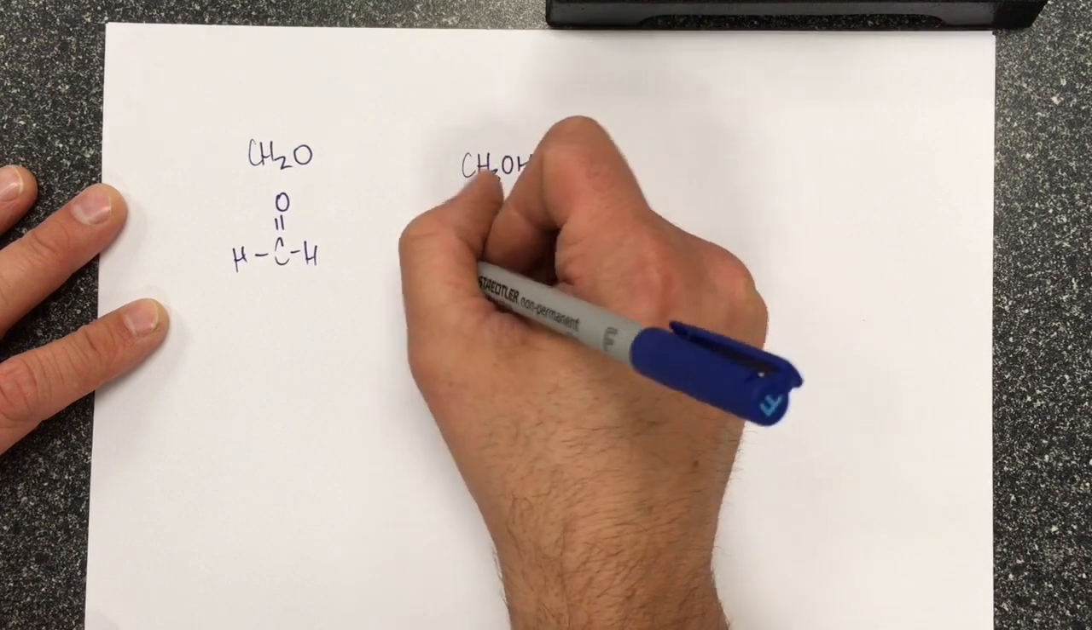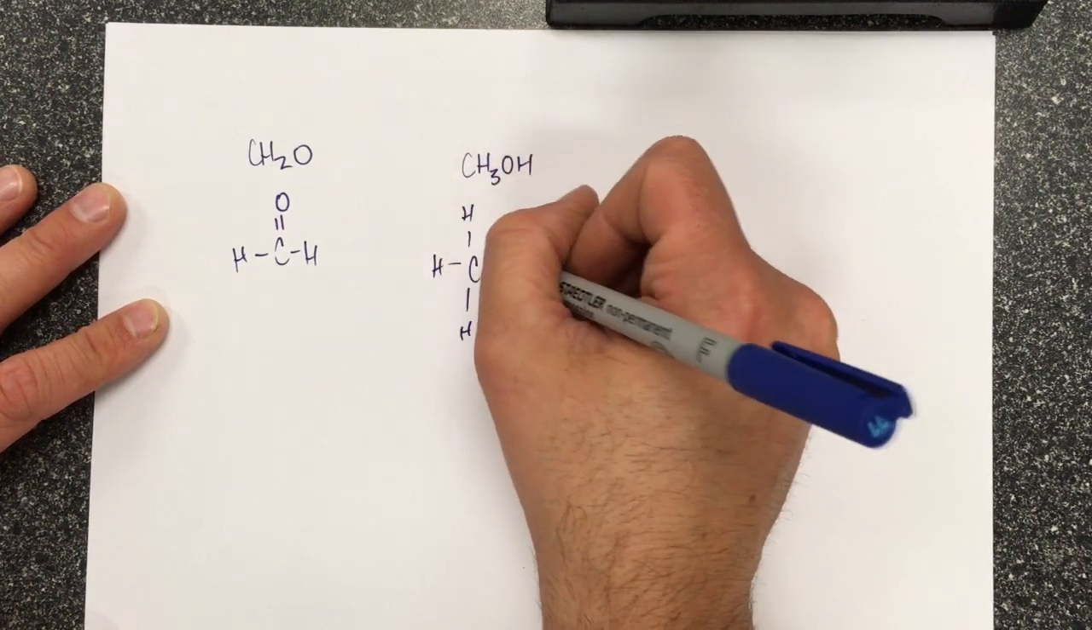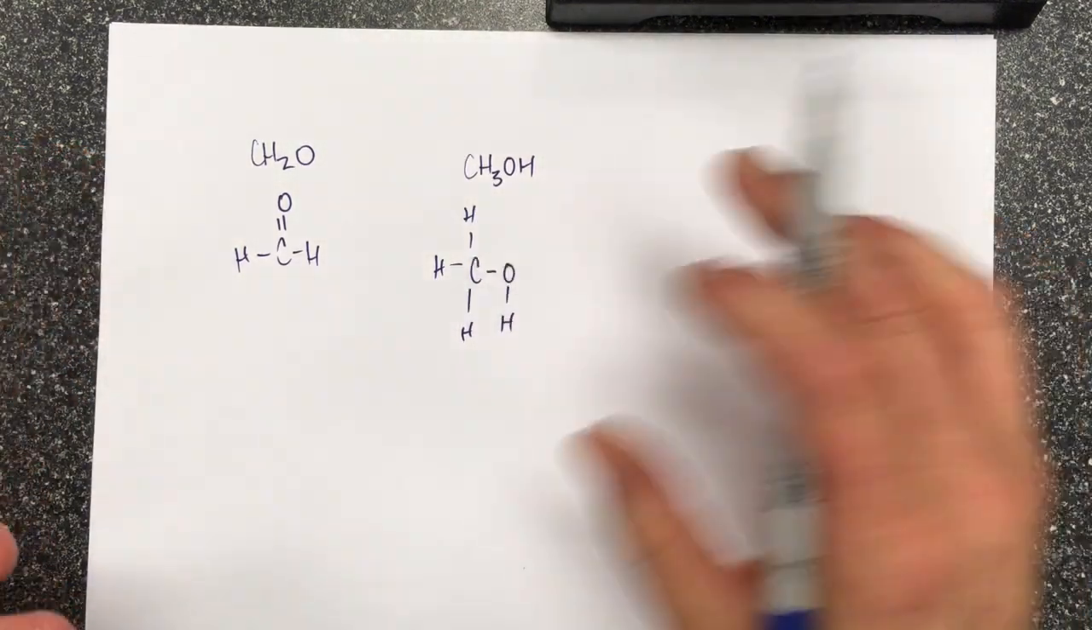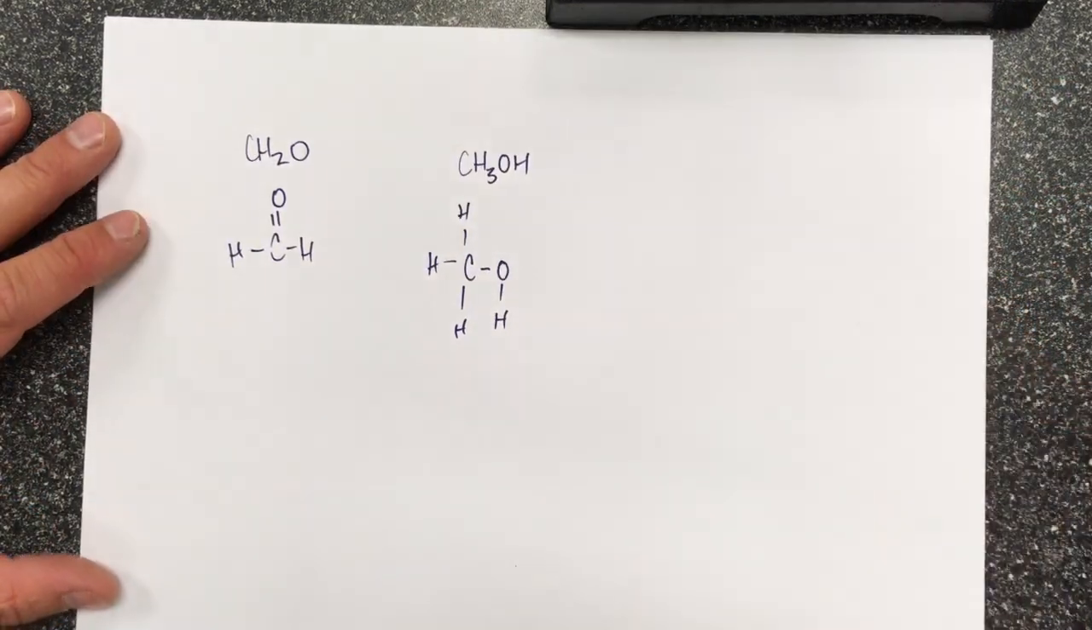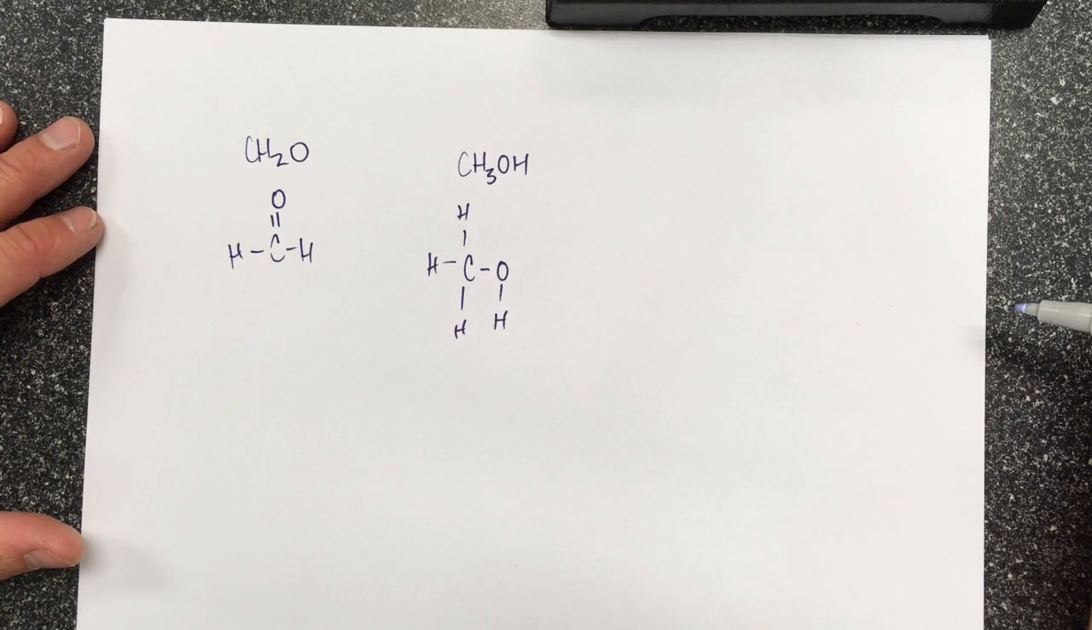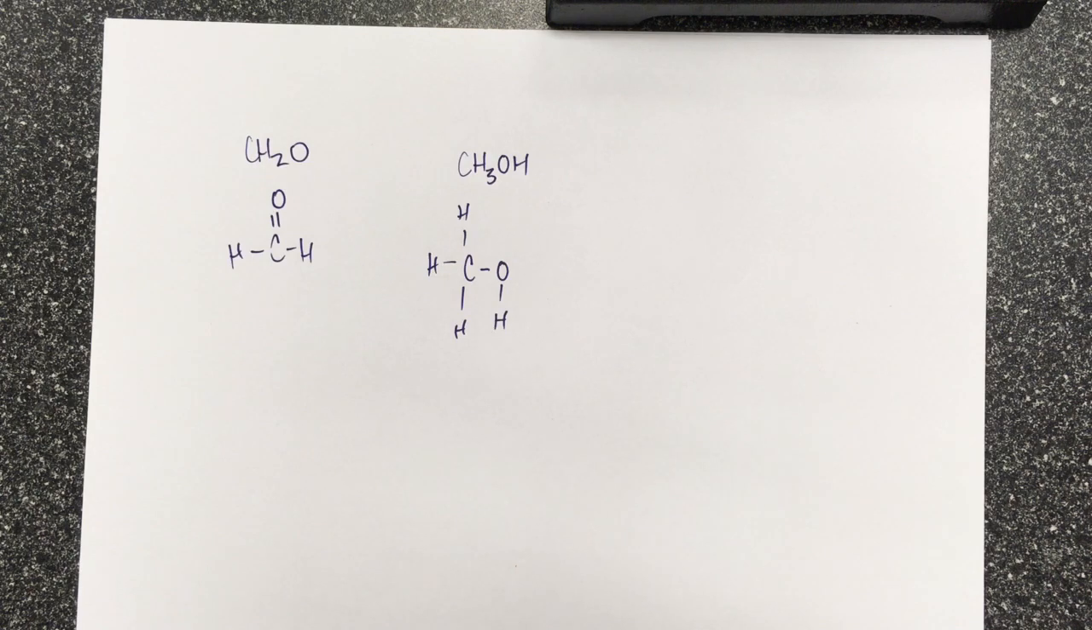We've got hydrogen, hydrogen, hydrogen to the carbon, oxygen, hydrogen. It disregards the fact that carbon has no lone pairs, but oxygen has 2 lone pairs. But we'll deal with that when we get to VSEPR formulas, which show the shape of the molecule.